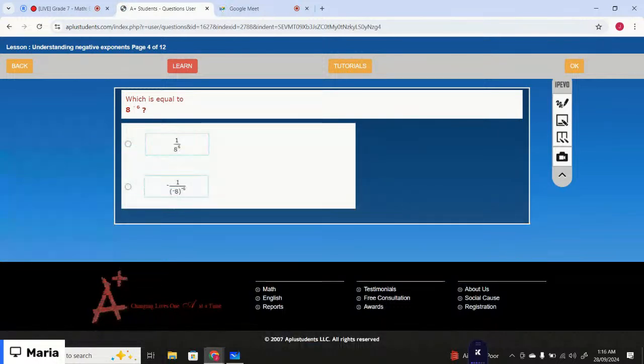Which is equal to 8 exponent negative 6, which is the correct option. You can make the exponent positive by writing it in the denominator. So that is 1 over 8 exponent 6. Option number 1 is the correct option.